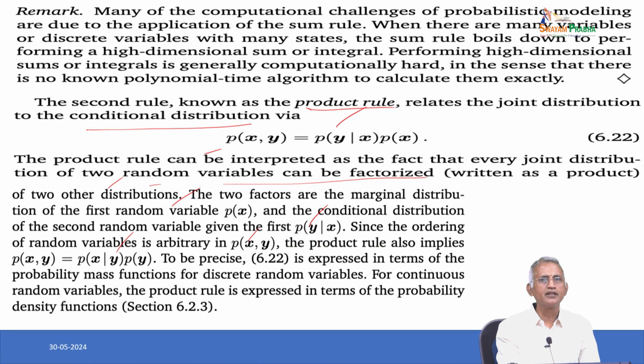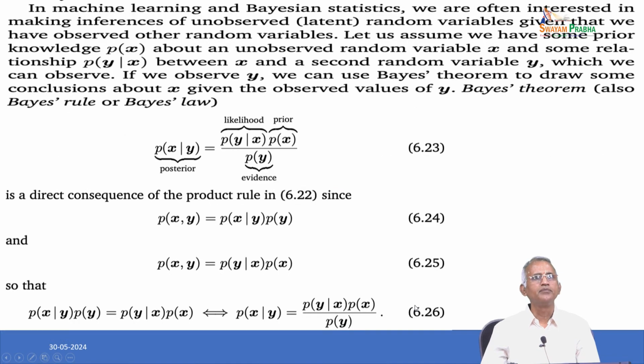The equation of the conditional distribution in the product rule is expressed in terms of the probability mass function for a discrete random variable. For a continuous random variable, the product rule is expressed in terms of the probability density function. Keep this in mind. Let us go to the next step.